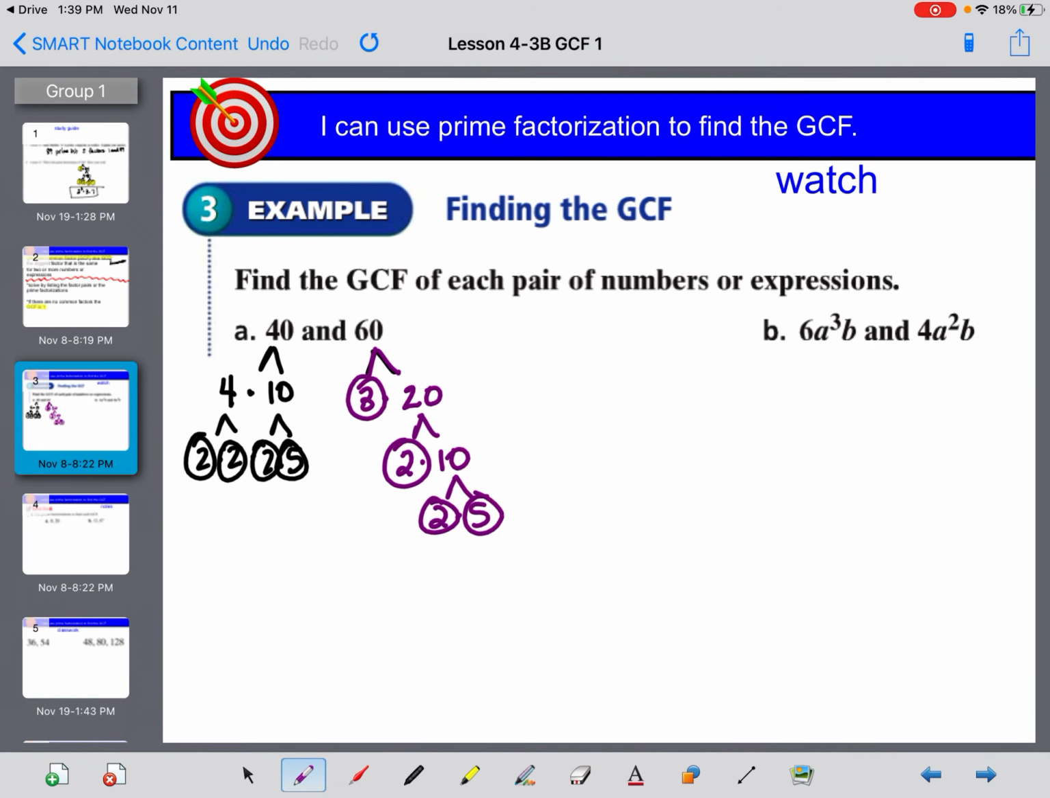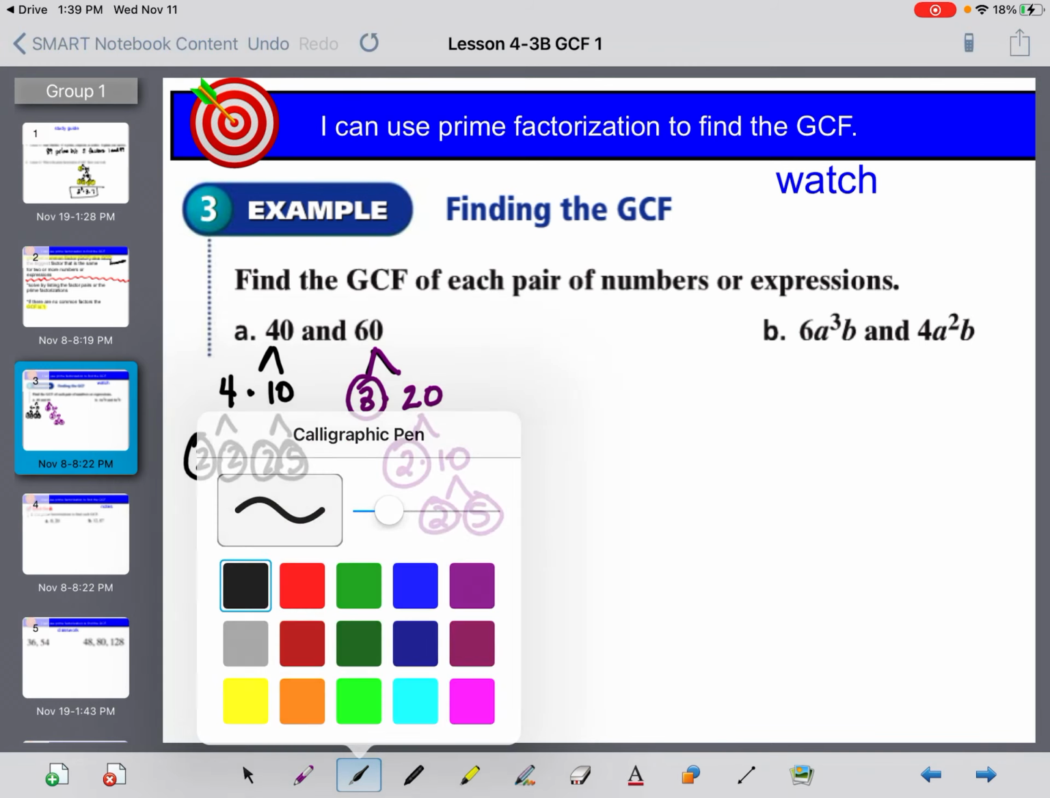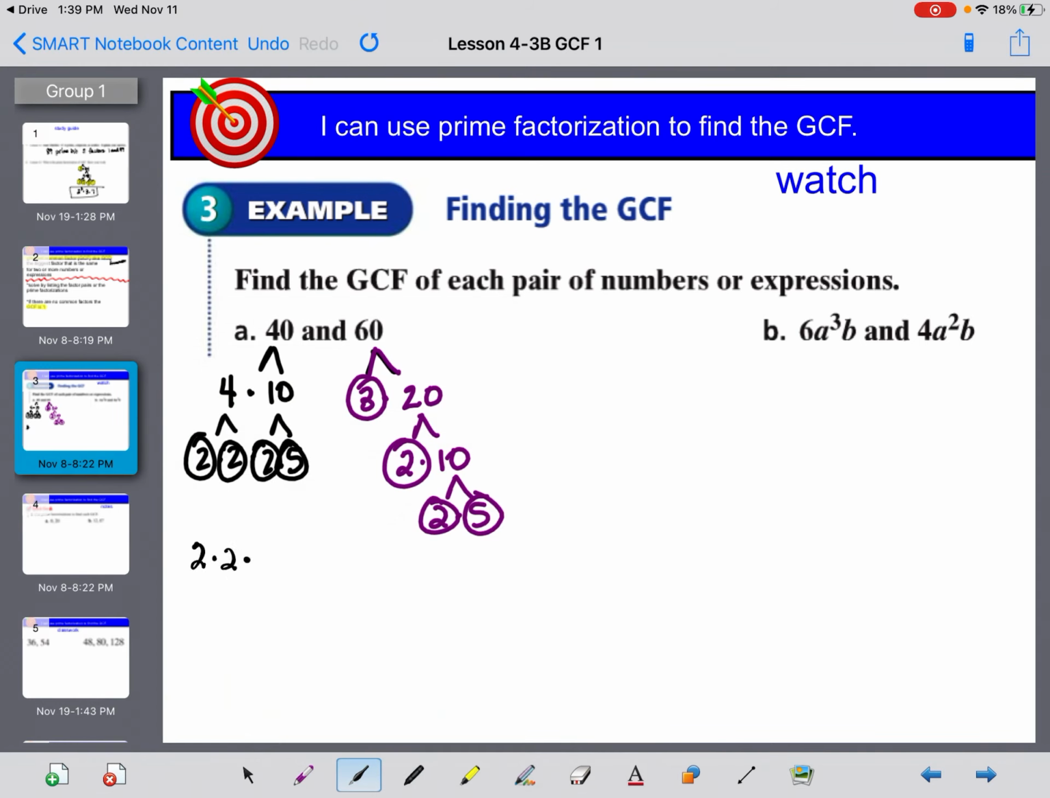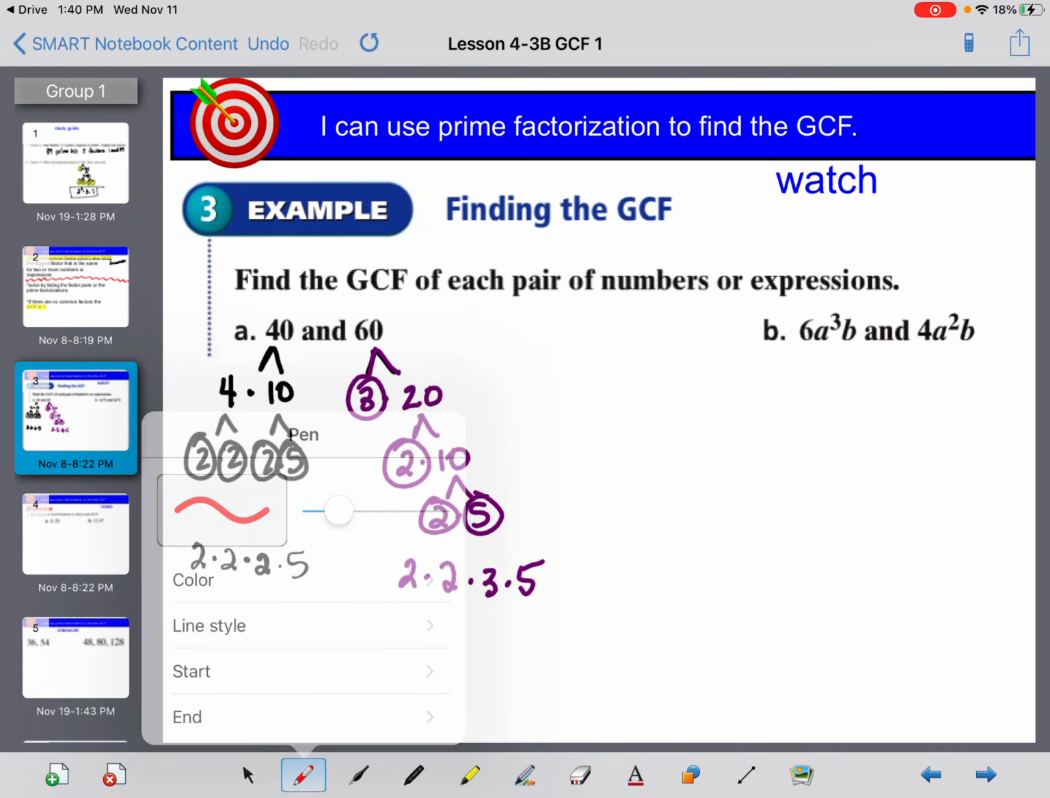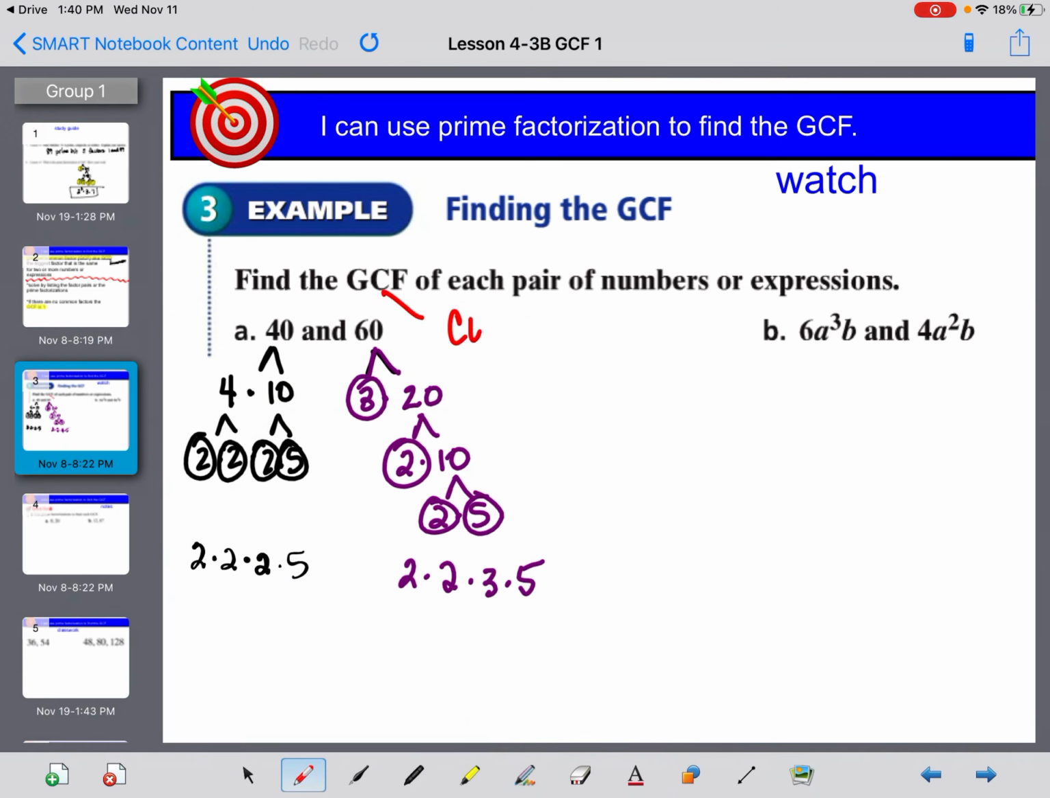All right, so what I have is 2 times 2 times 2 times 5. And here I have 2 times 2 times 3 times 5. Now the greatest common factor only includes what is in common. The word common means a characteristic that is shared by two people. Like, oh, we both like to play volleyball. That is something we have in common. In numbers, it's numbers that are in both lists.